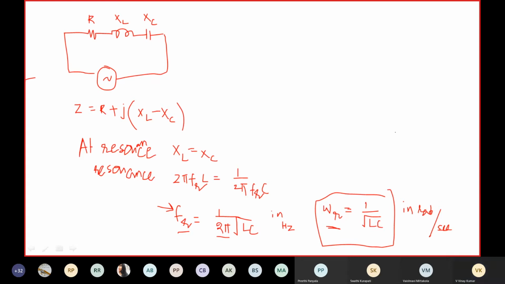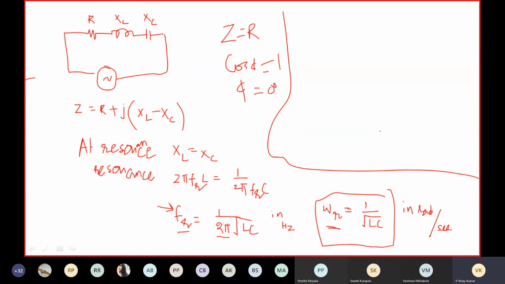So here, what is the total impedance? Z is equal to R, and the power factor cos phi is equal to 1, because the phase angle is equal to 0 degrees, because voltage and current both are in phase. So here, let us draw the resonance curve.